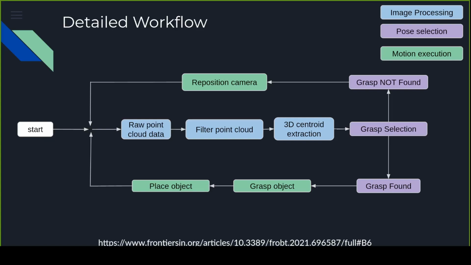Going into a little more detail on the workflow of how we're going to achieve this operation, we start in the grasp not found position, and the robot immediately starts repositioning the camera to try to find an object. Once it finds the object, it parses the raw point cloud data input, filters it using the segmentation method, and then extracts the 3D centroids. Those centroids are fed to a grasp selector, and if the grasp is possible, the object is grasped, lifted, and placed. Next slide.